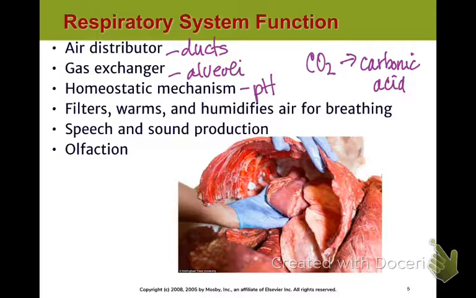Filtering, warming and humidifying air. This is accomplished by the nose. The pharynx, very important for airstream.